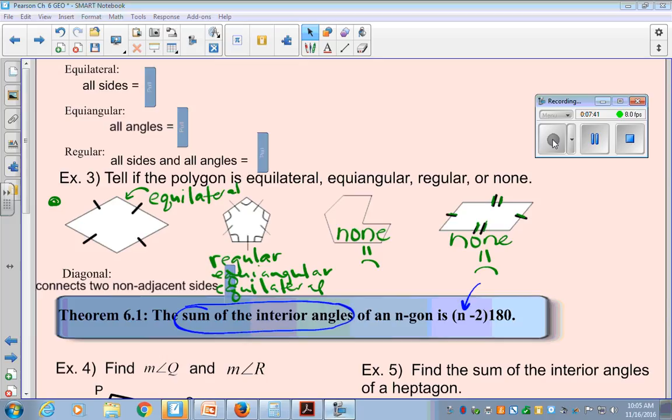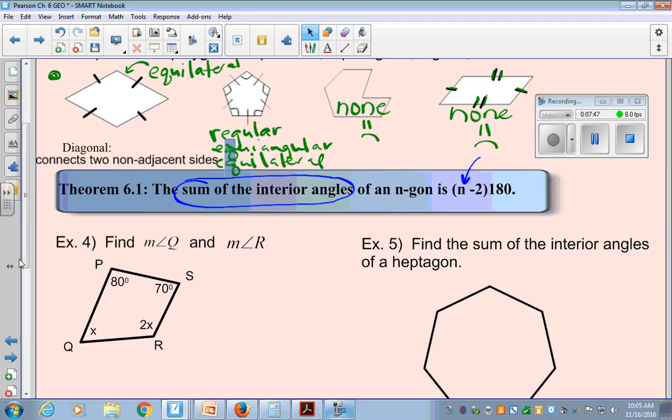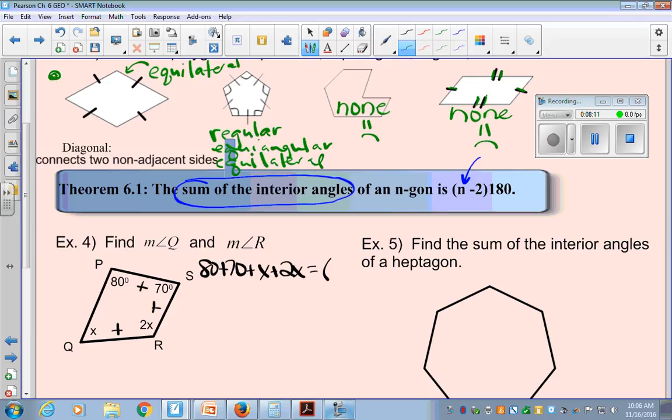Okay, so we're going to use this formula to find the measure of angle Q and the measure of angle R. All four of these angles inside this quadrilateral sum, so the sum of all the interior angles is going to be equal to however many sides I have, which is 4. I'm going to subtract 2 because that's the formula, and I'm going to times that by 180.